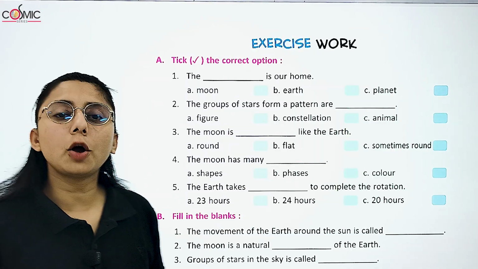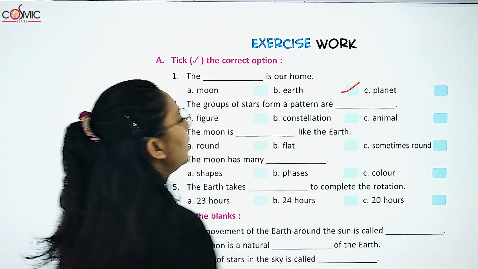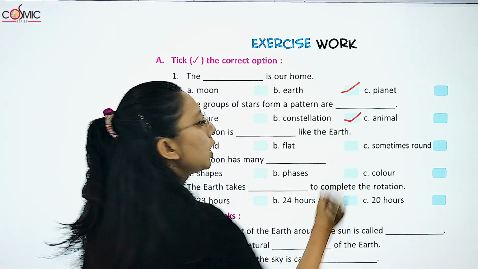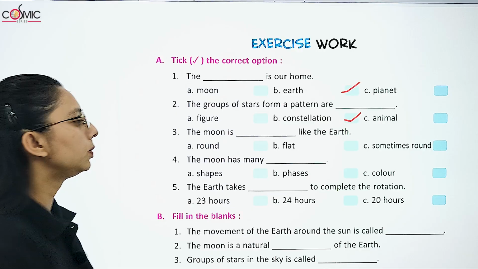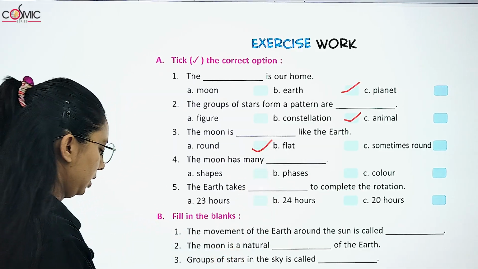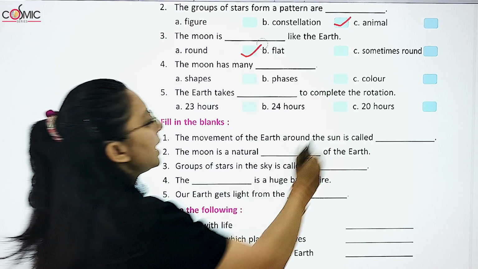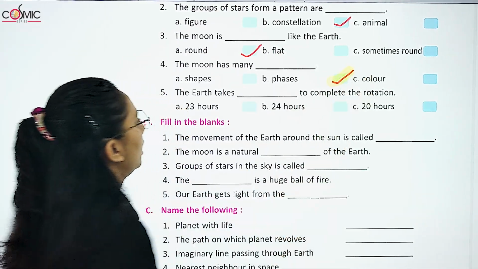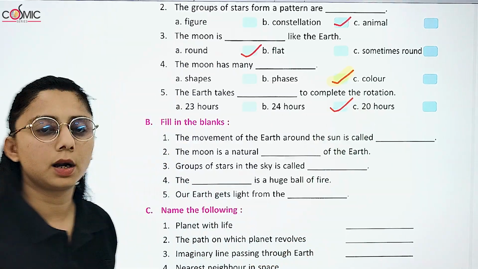First is tick the correct option. The dash is our home. So the earth is our home. The group of stars that forms a pattern is called, what is it called? Constellation. Right? The moon is dash like the earth, round like the earth. The moon has many phases. The earth takes dash hours to complete one rotation, 24 hours.